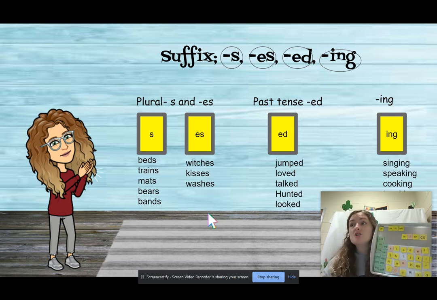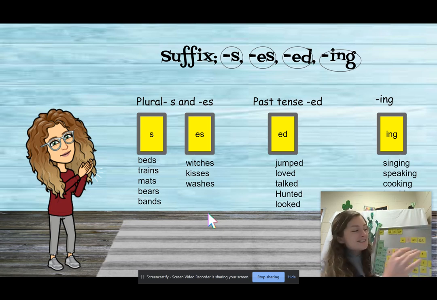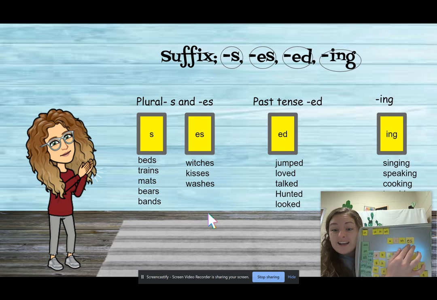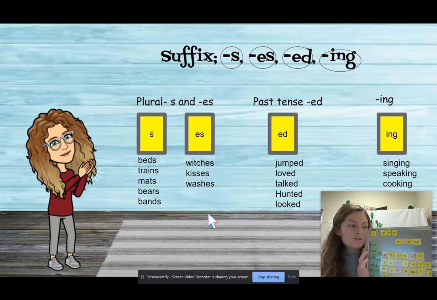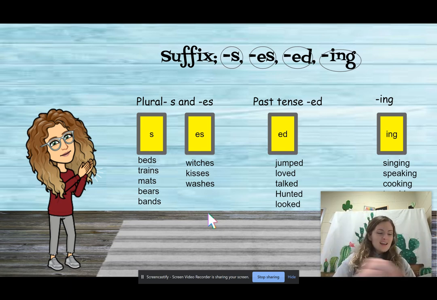Or I could say she wishes for a piece of candy. So this can be an action word or a plural noun. I can have more than one wish. Okay? Let's do one more. And you guys are going to tell me if I need an S or an ES at the end.